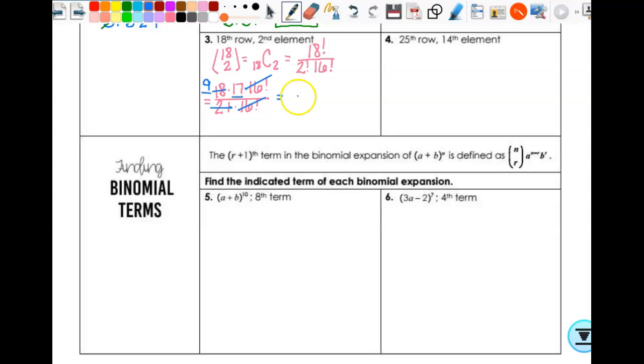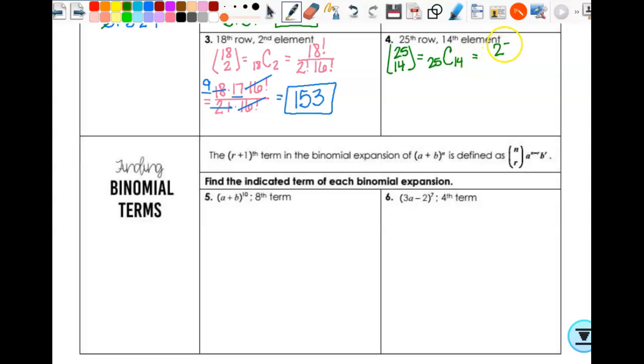Which is 153. Okay. Questions about that? All right, so let's look at number 4. Number 4, I'm going to have 25 taken 14 at a time. So that's 25 C14.